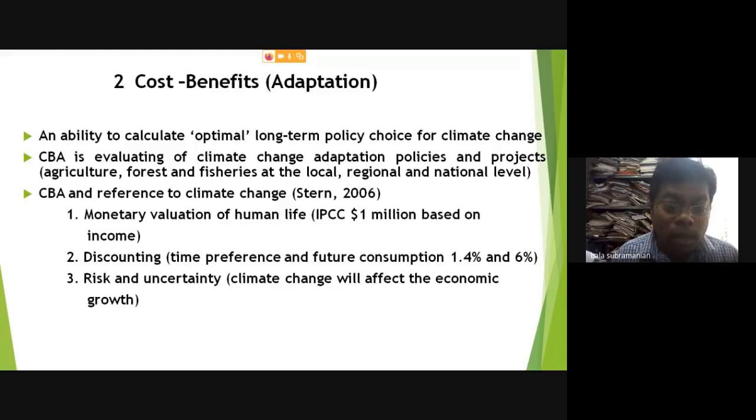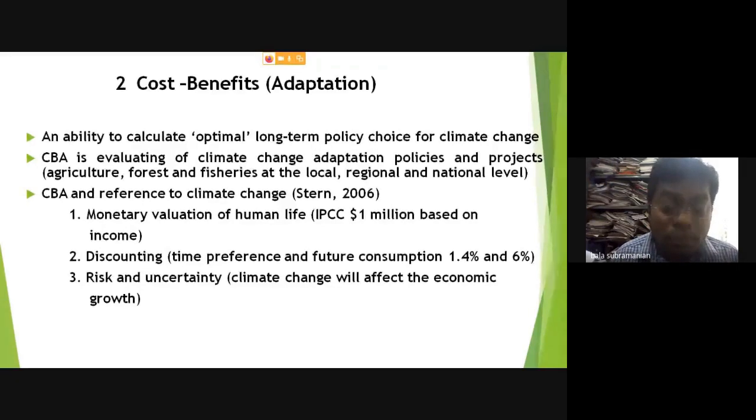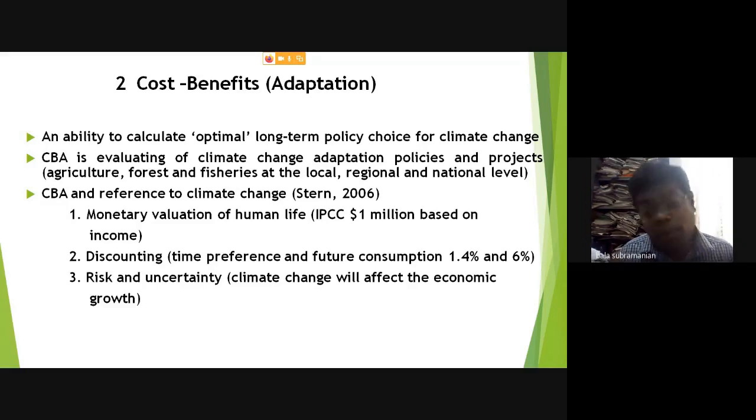For example, MGNREGA, the Mahatma Gandhi National Rural Employment Guarantee Act, is one type of adaptation strategy, because they are improving water storage at the local level as well as livelihoods for people. It was a poverty alleviation program, and later they announced it as an adaptation to climate change program. So the third is risk and uncertainty.